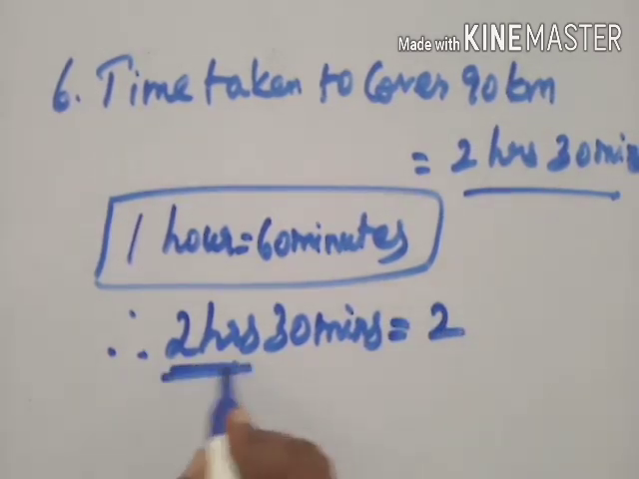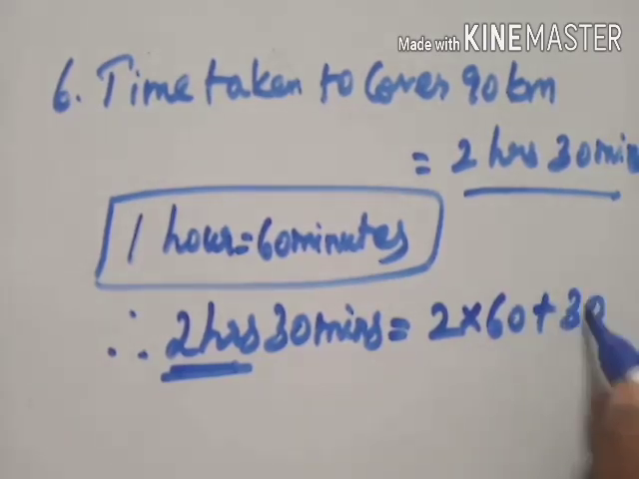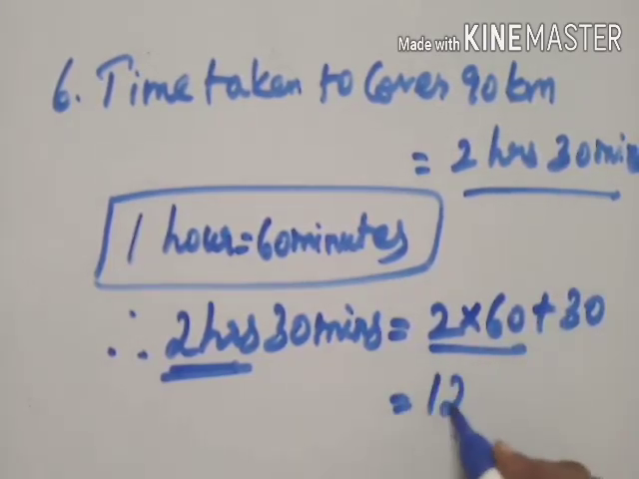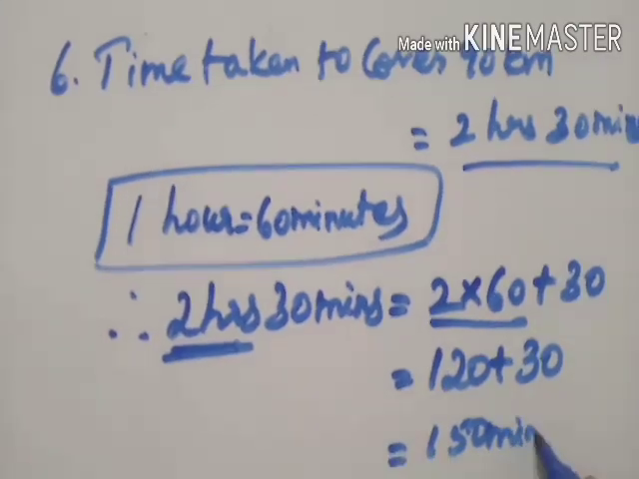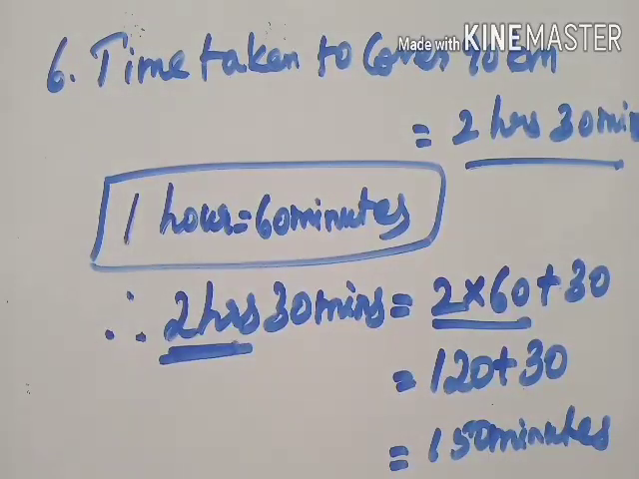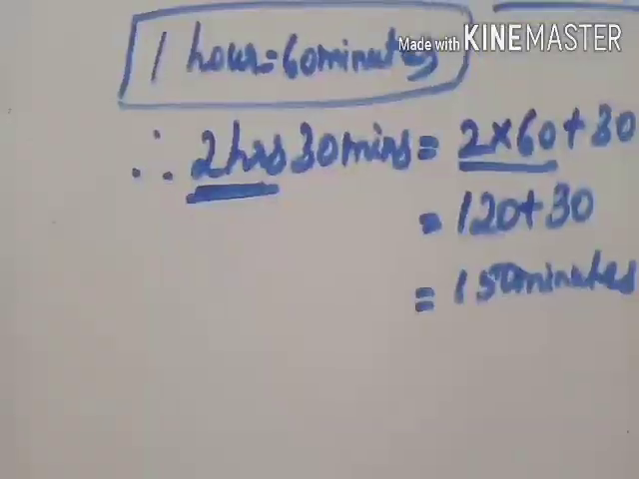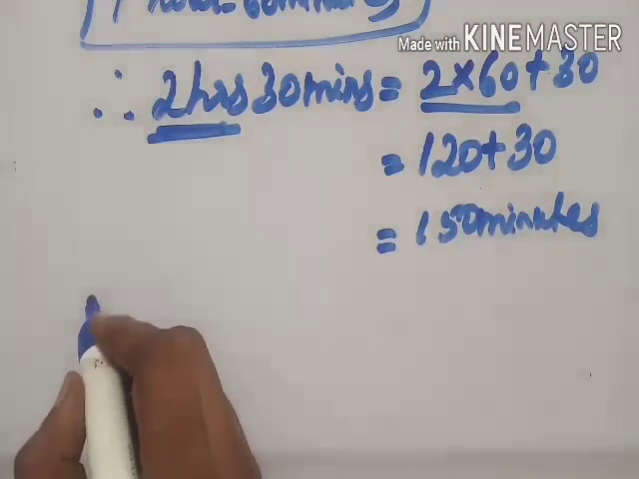First I am going to convert this hours as minutes. 2 into 60 plus 30. 2 into 60, 120 plus 30. That is equal to 150 minutes. So time taken to cover 90 kilometer equal to 150 minutes. I'll convert this hours as minutes. That's all. 150 minutes. Now easily I am going to convert for time taken to cover 1 kilometer.